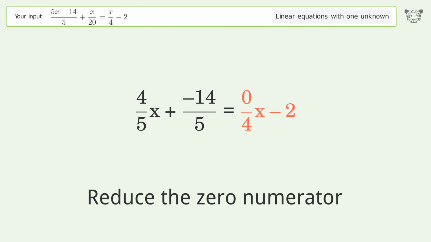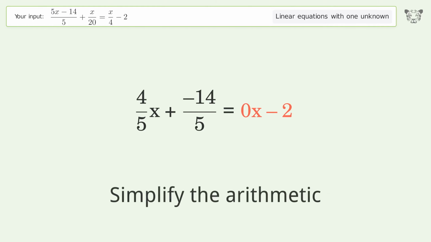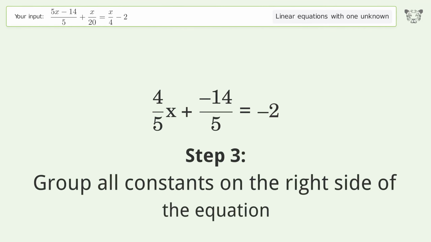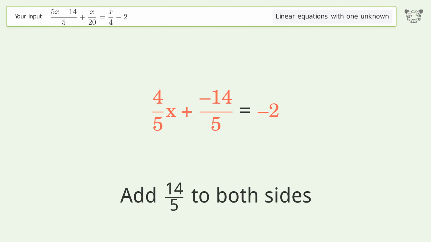Reduce the zero numerator. Simplify the arithmetic. Group all constants on the right side of the equation. Add 14/5 to both sides.